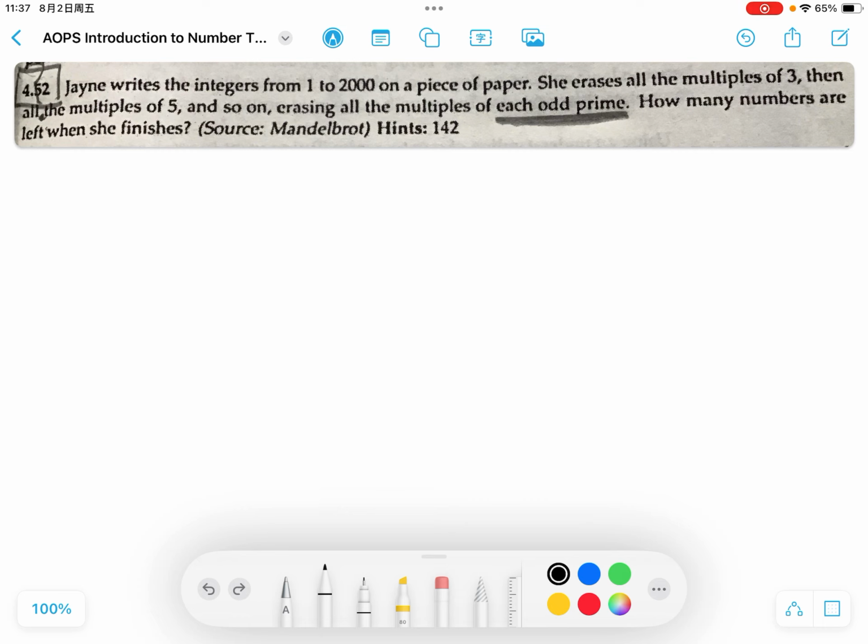This is sort of like a trick question, but if you read it carefully enough, it's actually a really easy problem. So the first thing we think about is, let's just try to write all these numbers out. Let's write the first few numbers, because we're not exactly sure what to do. So we'll write this up to 12, and then it says she erases all the multiples of 3.